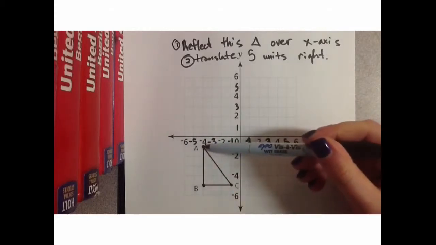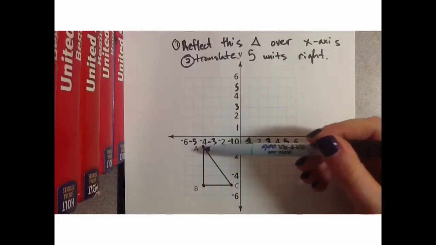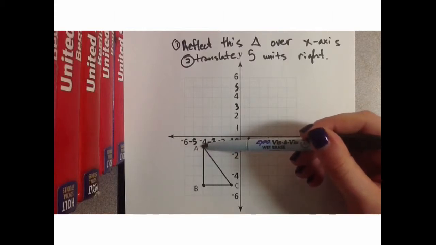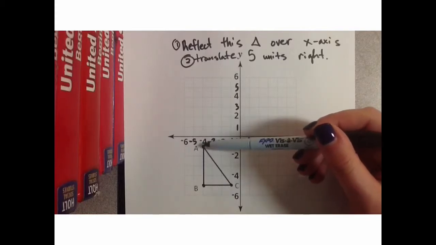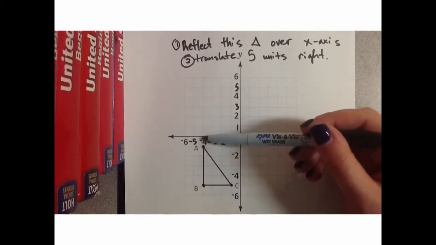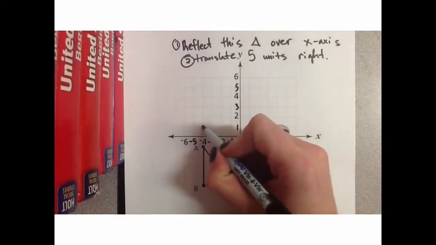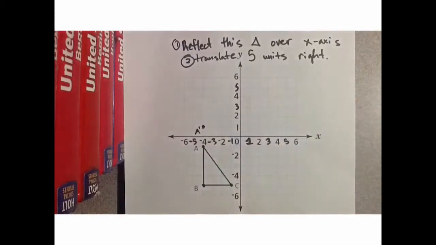I'm going to start with A, and if I'm reflecting over the x-axis, again, reflecting is just counting, and I see that A is 1 unit away from the x-axis. So to get A prime, I'm going to go one more than that. So I'm going to go 1 to the x-axis and then 1 beyond. And that becomes A prime.